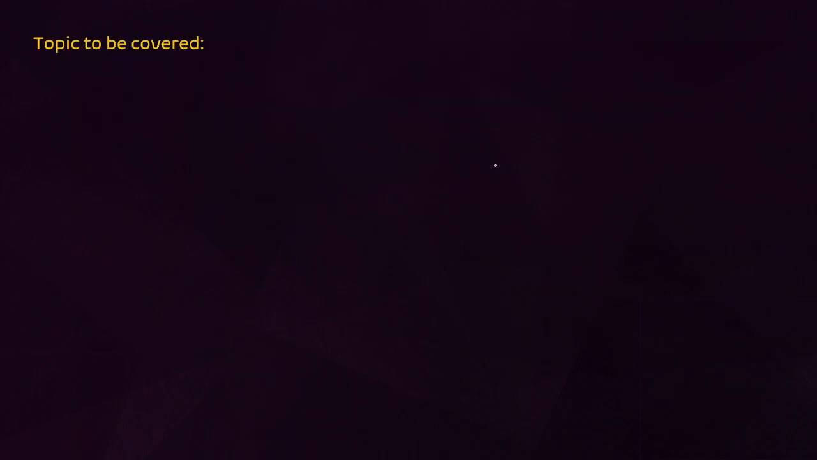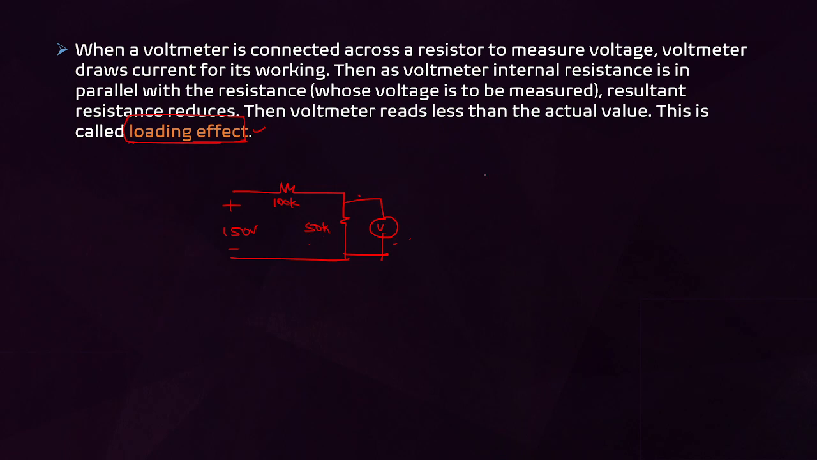So I'll write the cases here. Sensitivity and voltmeter reading. First, when it was 1000 ohm per volt, it was reading 30 volt only. When it was 20,000 ohm per volt, it was reading 48.4 volt. And when it was infinity, it was reading exactly 50 volt. We need this voltage, we need this much accuracy. 100% accuracy we need, but in practical cases, we got 48.4.